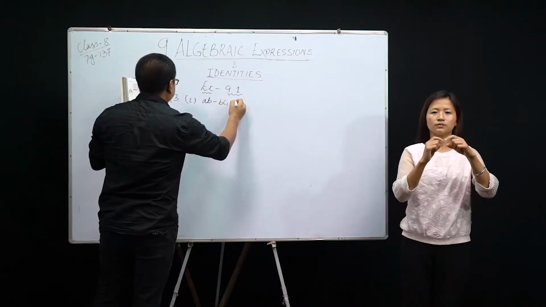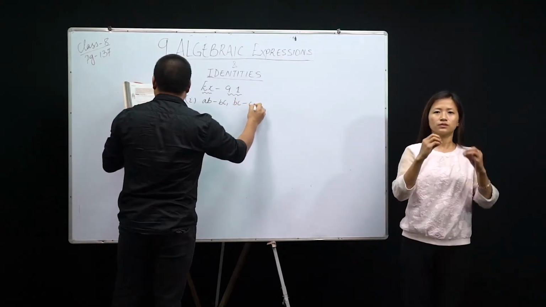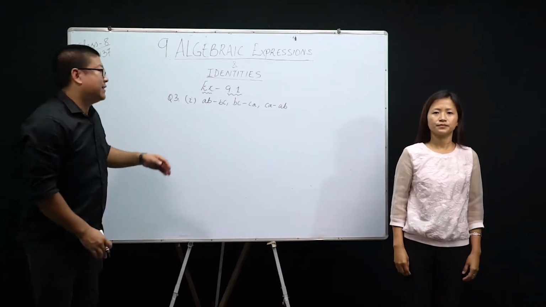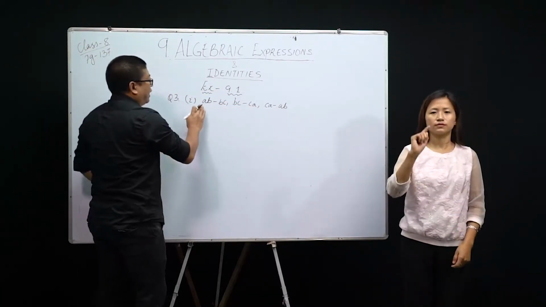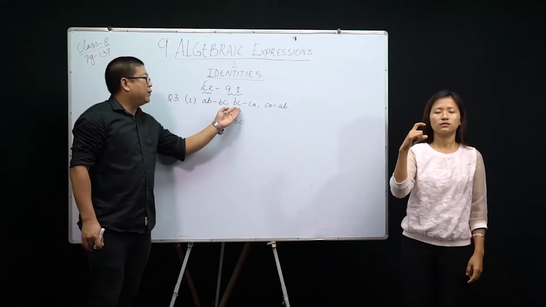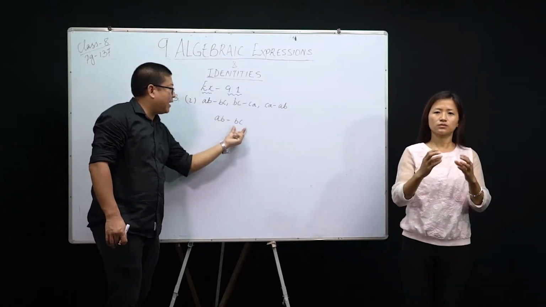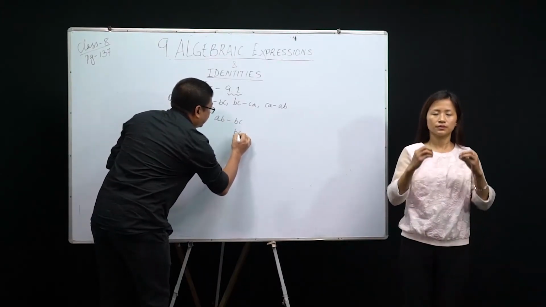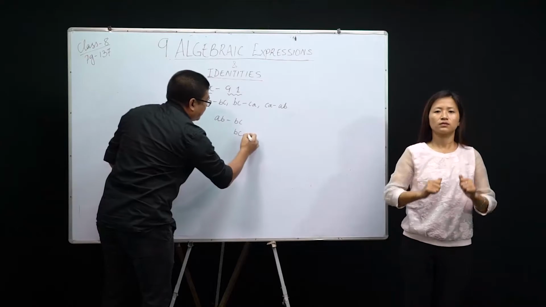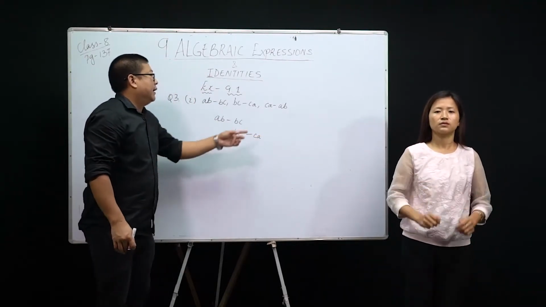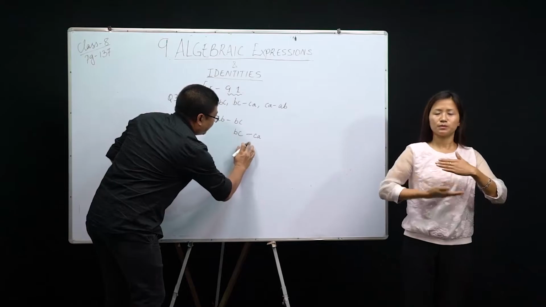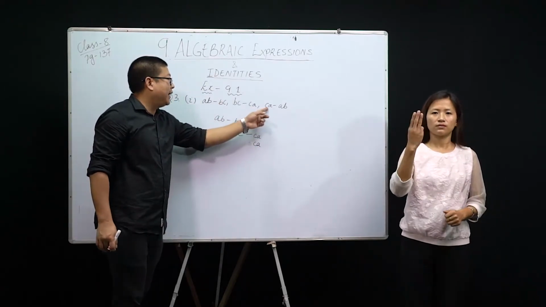AB minus BC, BC minus CA, CA minus AB. Now we have to add these three expressions. So first I will write the first expression, AB minus BC. Now the next starts with BC, and here I have a BC, so I will write BC just below the BC of the first expression. And minus CA. CA is nowhere here, so I will write it separately. And in the third expression we have CA, so just below it I will write the third expression, CA minus AB.